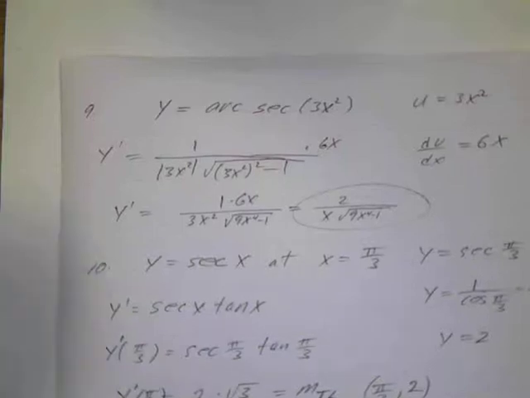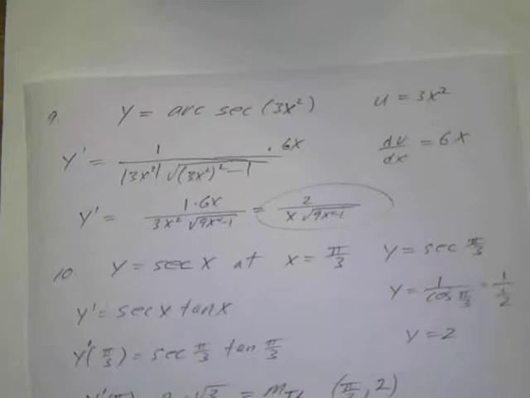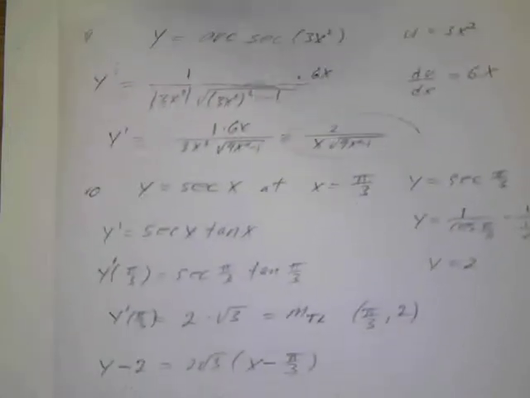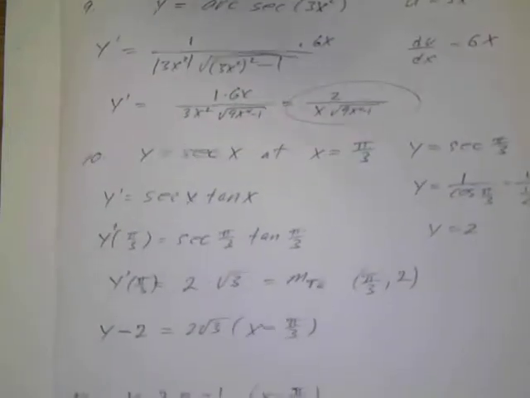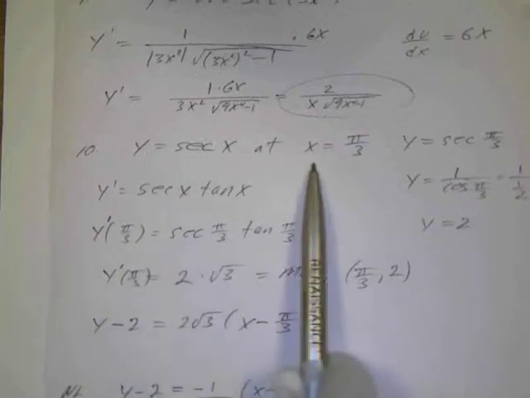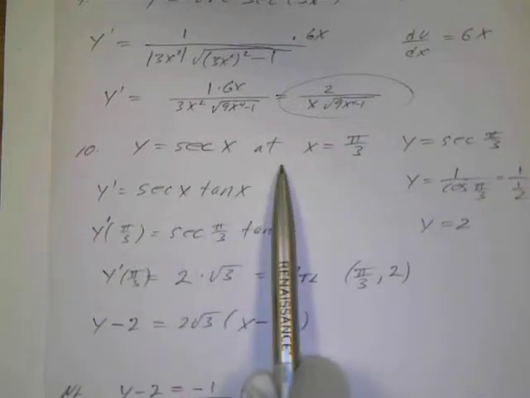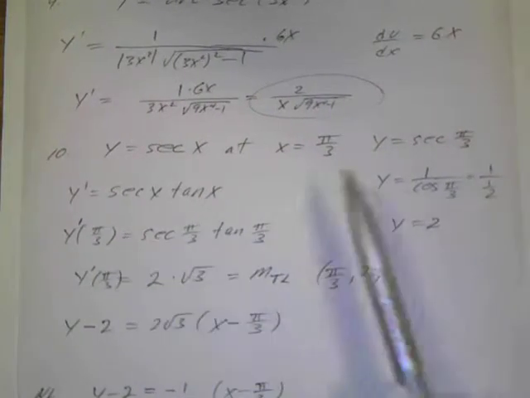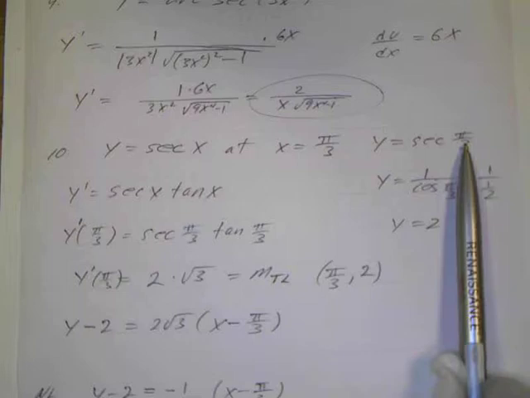Okay, number 10. What we wanted to do is find the equation of lines that are tangent and normal to the curve y equals the secant of x. We've got the secant, not the inverse secant, not the arc secant, just the secant. Okay. So y equals the secant of x at x equals pi over 3.